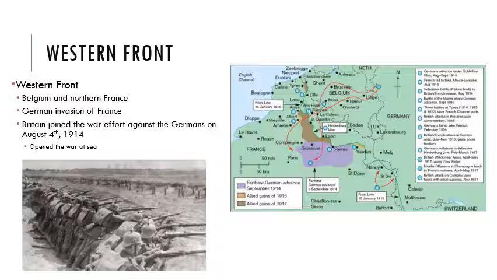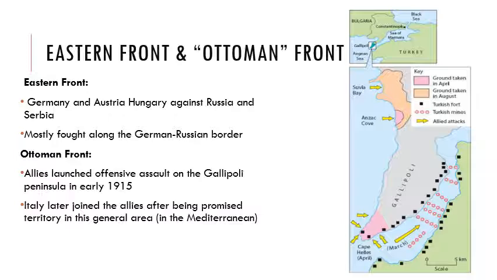There's a picture of the trenches, which we'll get into a little later. On the flip side, you have the Eastern Front, and I lump in the Ottoman Front as well, the front really involving the Ottoman Empire. On the Eastern Front, you have Germany and Austria-Hungary against Russia and Serbia for the most part, mostly fought along the German-Russian border. Then a little to the southeast, you have the Ottoman Front, which is the Allies launching an offensive assault on the Gallipoli Peninsula, right down at the very southwestern tip.